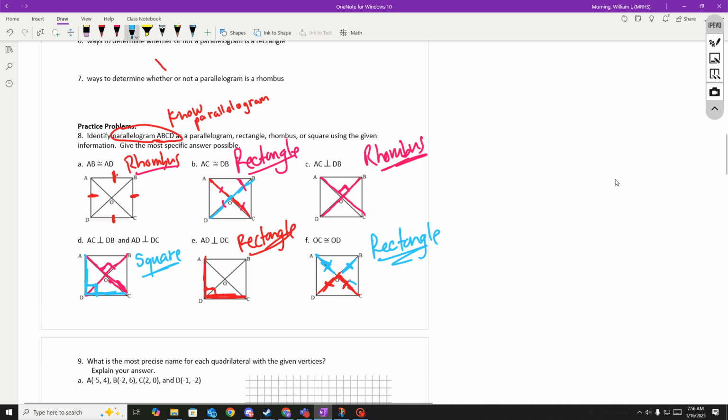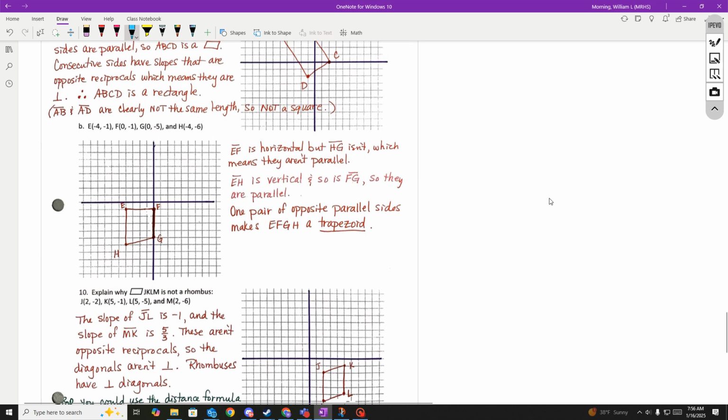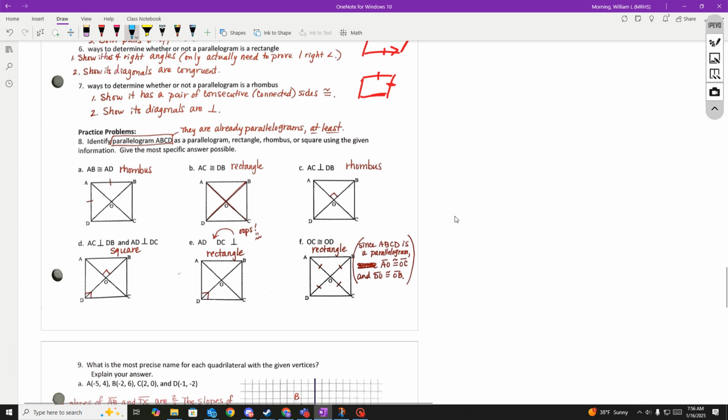Alrighty, let's check our answer. Rhombus, rectangle, rhombus, square, rectangle, rectangle. A rhombus, rectangle, rhombus, square, rectangle, rectangle. Good.